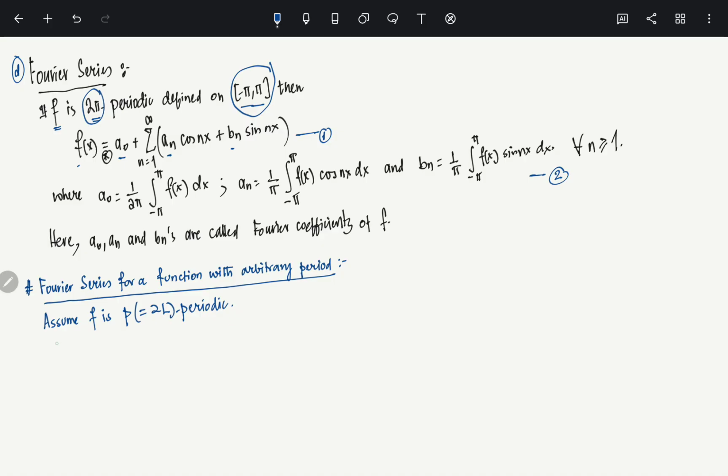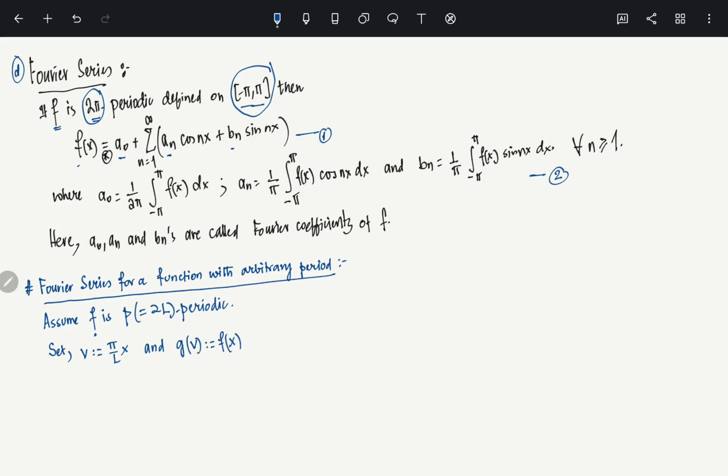Now you see, what we do is we set a new variable. This variable is given by this. So v is our new variable. Initially, f of x is given to us, so we'll use that x. Essentially, v we are going to define to be pi by l times x. Also we define a new function g of v to be f of x.